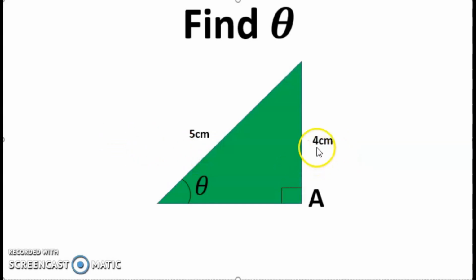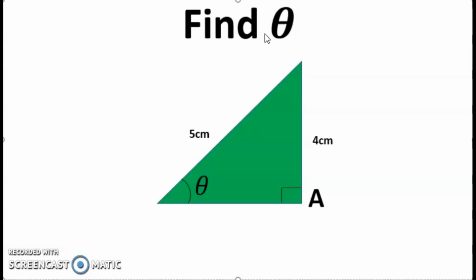We are given this side to be 4 centimeters. We are given this side to be 5 centimeters. And the angle given to us is theta. Remember, this triangle is a right angled triangle which is right angled at point A. Now we are asked to find theta.